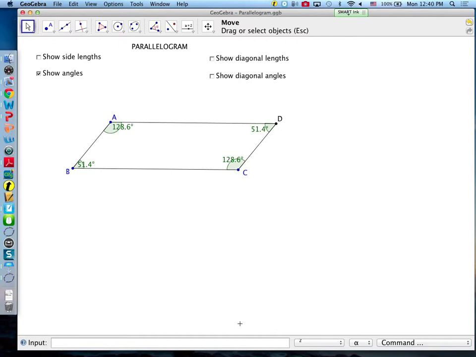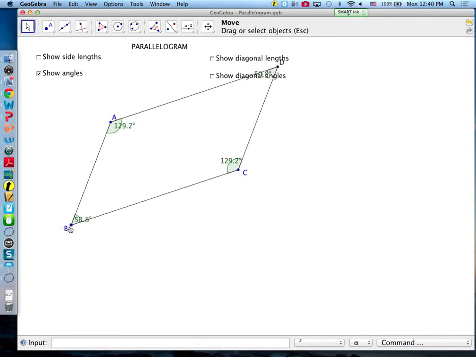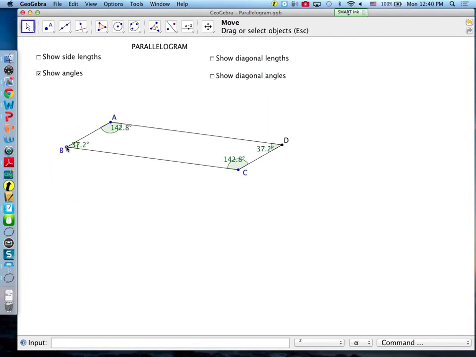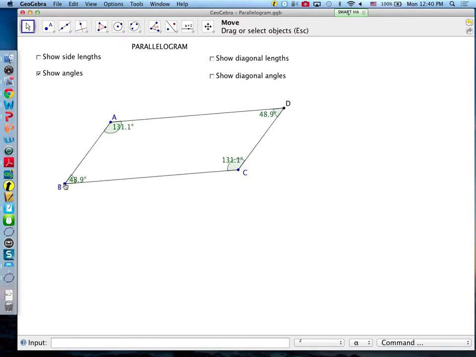What else do you notice about angles besides those consecutive ones have to add up to 180? Looks like my angle B and angle D, no matter where I stop it, the opposite angles there are the same. How about in your picture? Opposite angles are the same? Okay, correct. So opposite angles the same, consecutive angles are supplements.